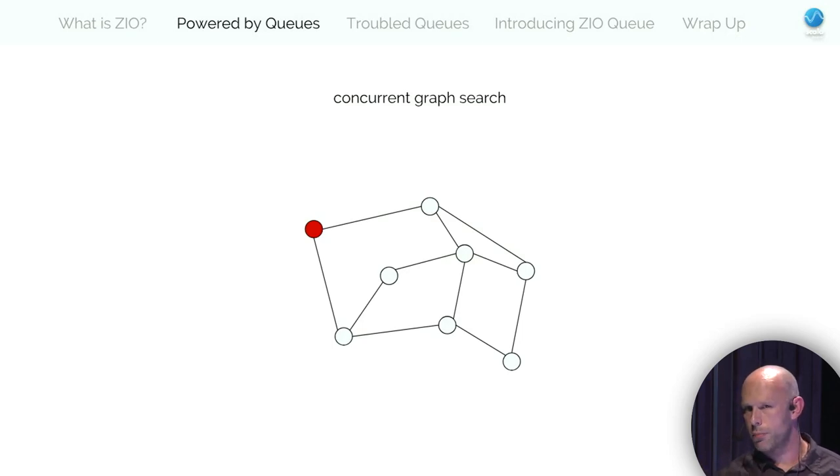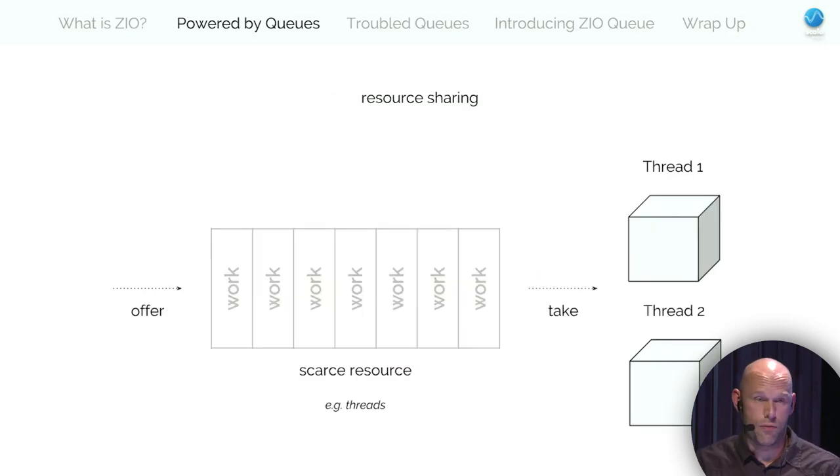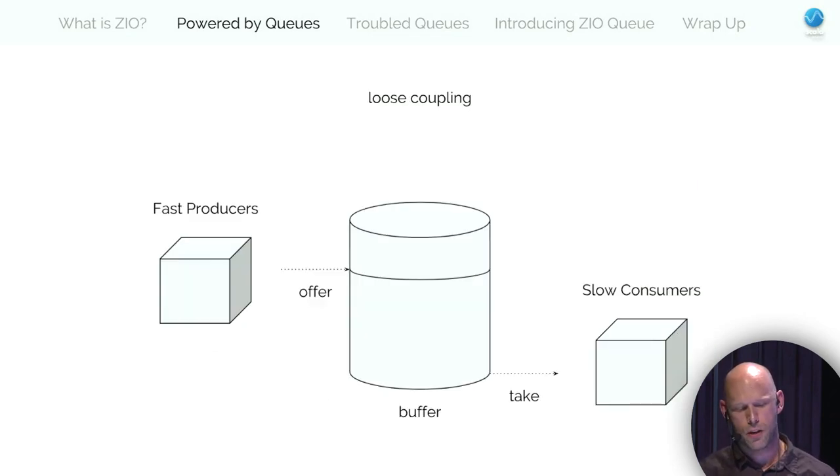Resource sharing is another interesting place where queues show up. It's where you have some sort of scarce resource, like threads, for example. And so you stuff work in those things, and you take them off on the other side. And it's a way of taking a pie and slicing it up into a fair number of pieces and making sure everyone gets their slice of the pie. And then I already mentioned the other major application of queues, which is you have fast producers and slow consumers, and queues give you that loose coupling between your systems that allows you to respond to these variations.